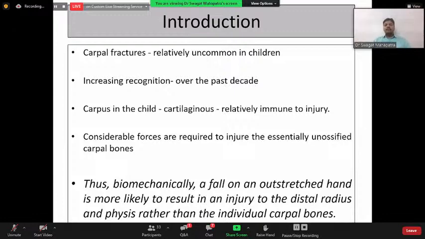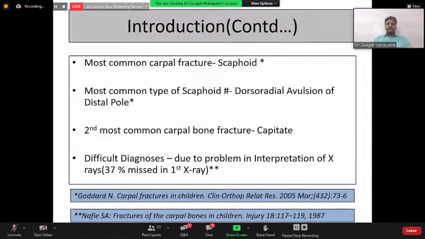So as we heard before, Dr. Venkat, excellent presentation by him. The distal radius fractures are much, much more common than carpal fractures in the pediatric age group. Most common carpal fracture is the scaphoid bone, in adults as well as in the pediatric age group. Most common type of scaphoid fracture seen in pediatrics is the dorsoradial avulsion of the distal pole. Another carpal fracture is the capitate, but it is usually associated with a scaphoid fracture, called scaphocapitate syndrome.